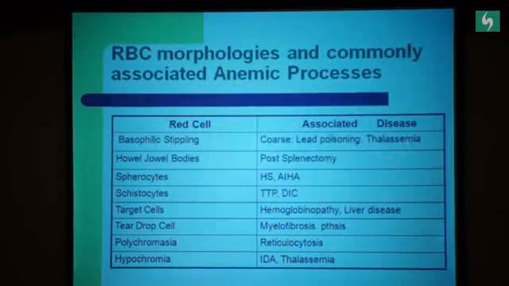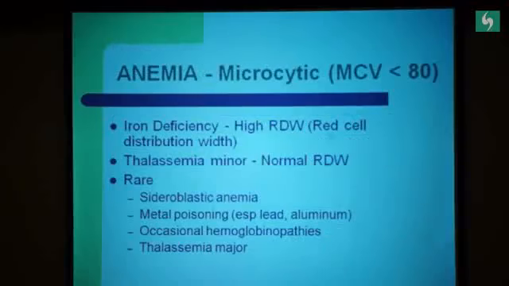As I mentioned in my last slide also, with basophilic stippling we start thinking about lead poisoning, thalassemia and B12 deficiency. Howell-Jolly bodies are seen post-splenectomy. Spherocytes are seen in autoimmune hemolytic anemia and hereditary spherocytosis. Schistocytes are seen in TTP and DIC. Target cells are seen in hemoglobinopathy and liver disease. Teardrops start reflecting that there may be myelophthisis or myelofibrosis in the marrow. Polychromasia in the peripheral smear is indicative of reticulocytosis, and hypochromia is essentially indicative of iron deficiency or a thalassemic state.